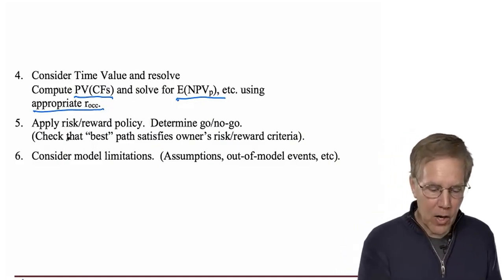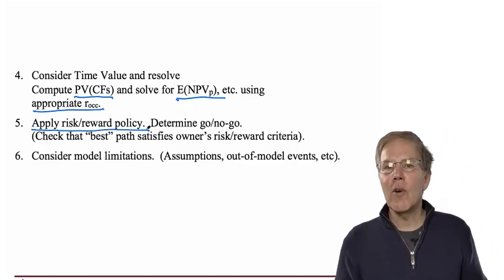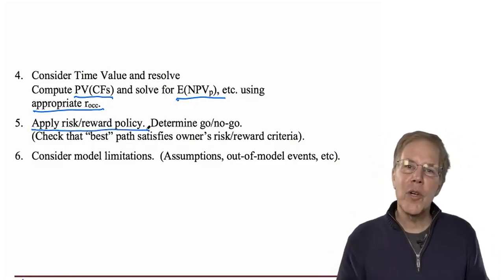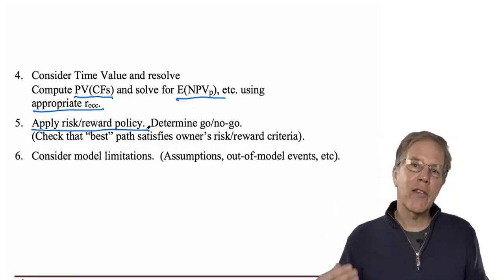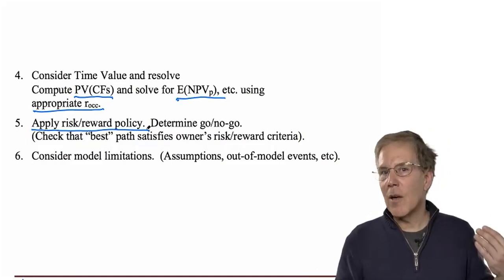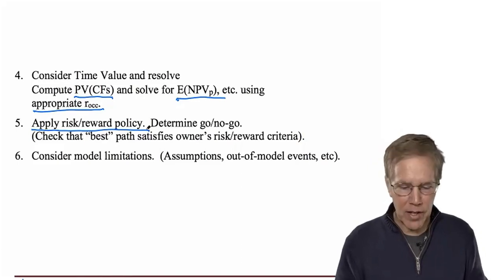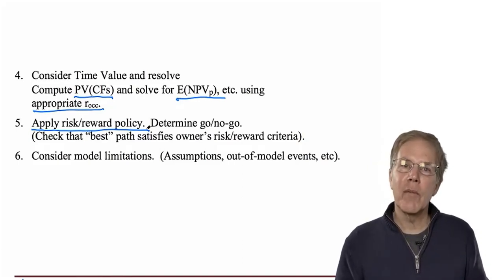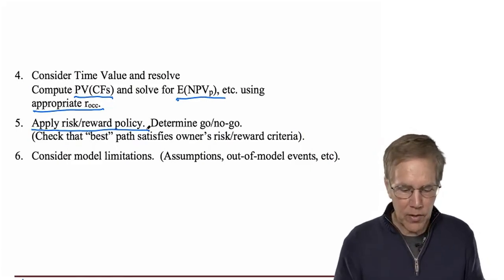Next, we're going to apply our risk-reward policy, and typically that's going to have a target that we're shooting for and a downside limit. So we say we want to maximize the expected value of this project, but we want to make sure that no matter what happens, we don't lose more than $50 million. That would be our downside criteria, that type of thing. So we apply both of those, and then we can make our decision. Do we want to go ahead with this, yes or no?